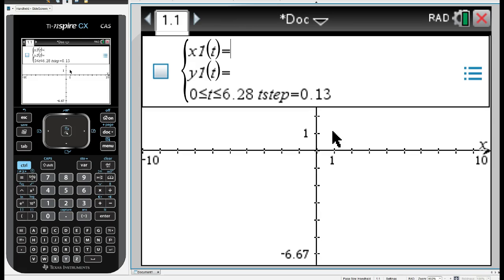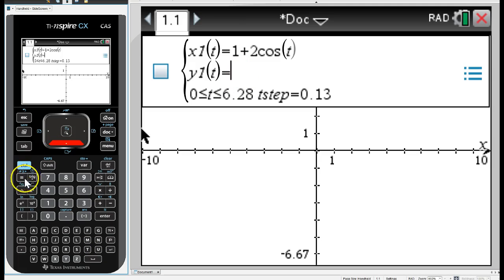So for this, we had our x function was 1 plus 2 times the cosine of t, and our y was just plain old sine of t. Okay, and let's take a look down here. Notice that it says t is going to index from 0 up to 6.28 with a step of 0.13. So again, your calculator is going to plot a bunch of points and then approximate a curve through them.